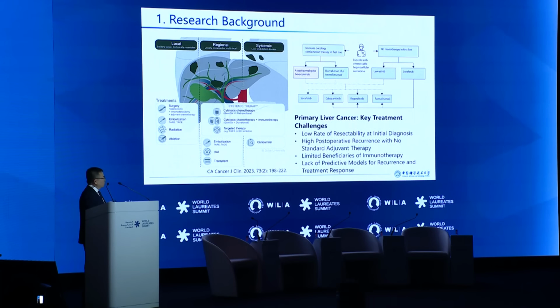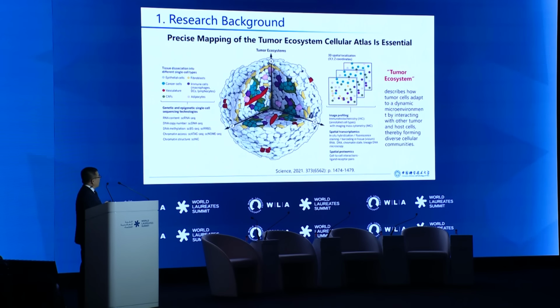The first is low rate of resectability at the initial diagnosis. For most of them, it is unresectable. The second is the high post-operative recurrence with no standard adjuvant therapy. The third is limited benefit from immunotherapy. And the fourth is lack of predictive models for recurrence and treatment response. Today's topic is focused on the third and fourth. This is a precise mapping of the tumor ecosystem.